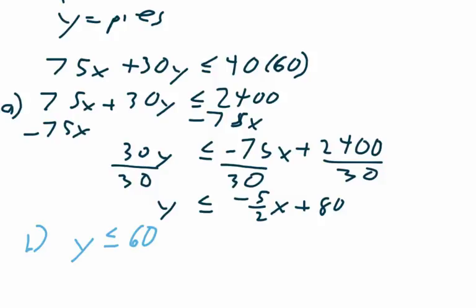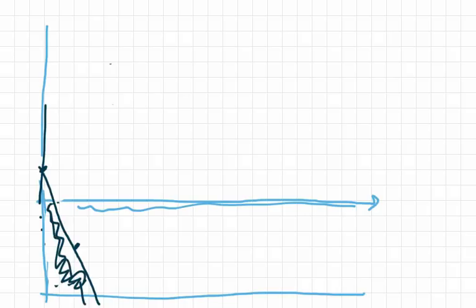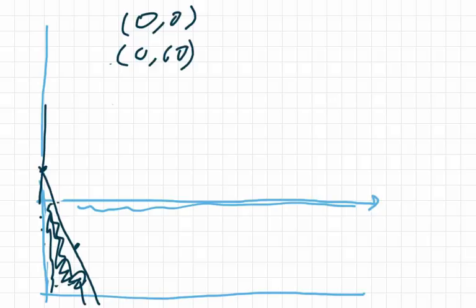And so the next part asks me to graph these inequalities. So the second graph that I started at 80 went down 5 over 2, went down 5 over 2, so the graph looks something like this. So the shaded in region is over here. One of my points is 0, 0. One of my points will be 0, 60. And then I'm going to use the graphing calculator to help me with the other 2 points. One of them will be the intersection.